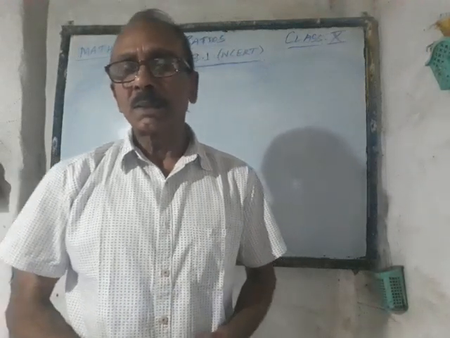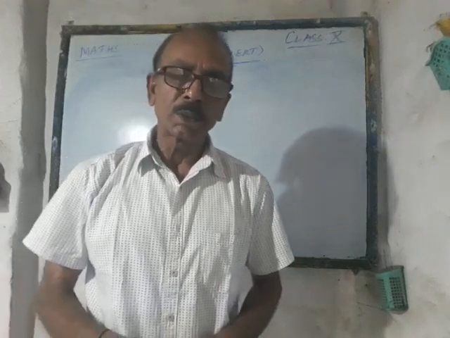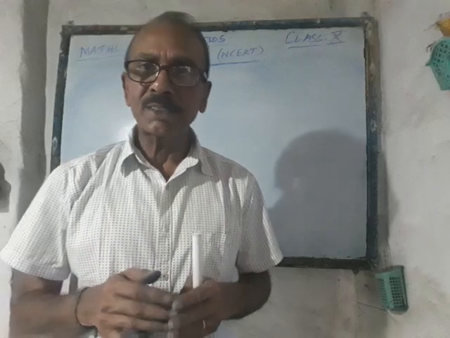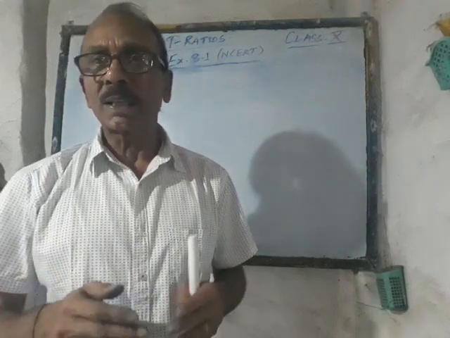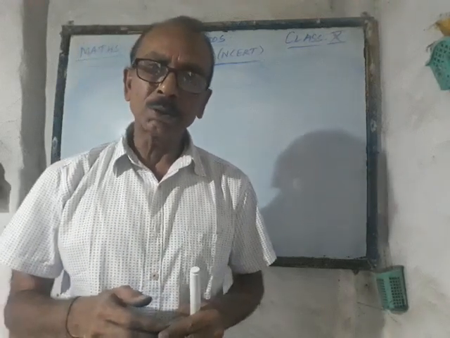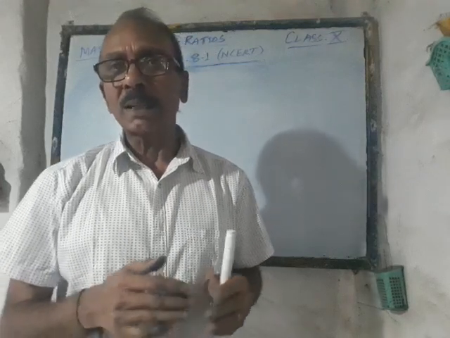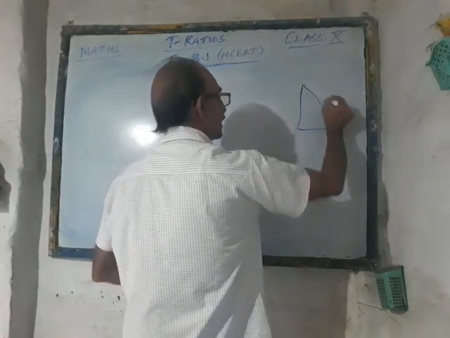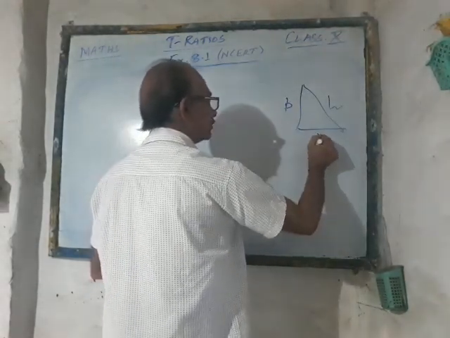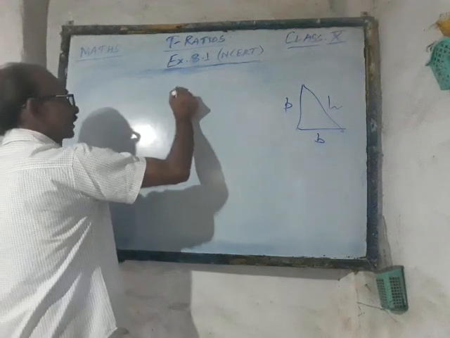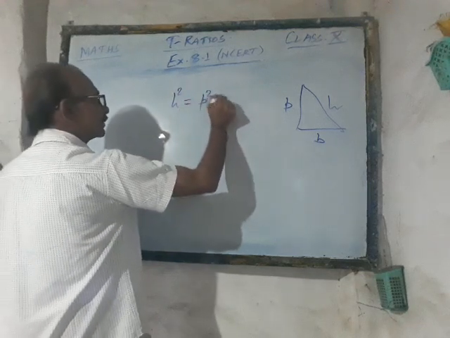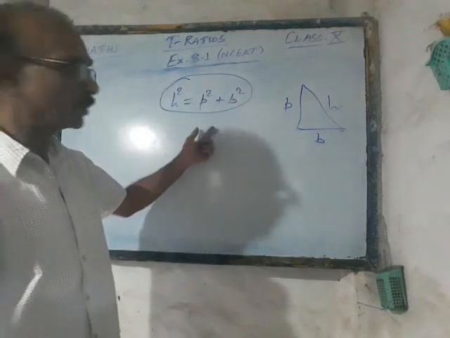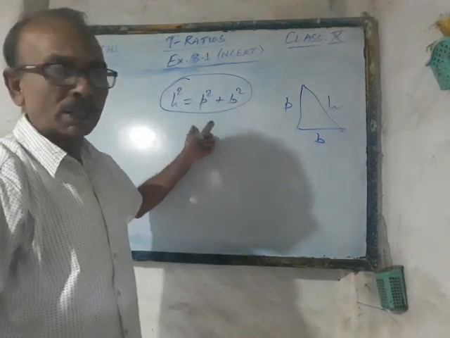than the statement of Pythagoras theorem. Whatever the Pythagoras theorem says, that in a right angle triangle the square of the largest side is equal to the sum of the squares of the other two sides. Means what? In a right angle triangle, if it is H and it is P and it is B, then H square is equal to P square plus B square. So this result is frequently used. This may be used so many times while doing the problems.